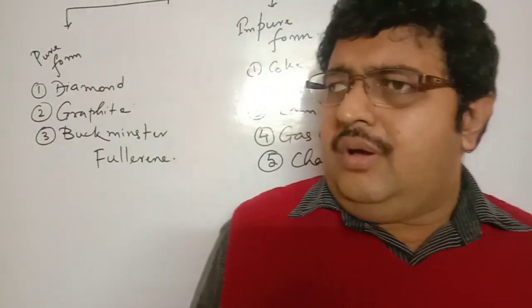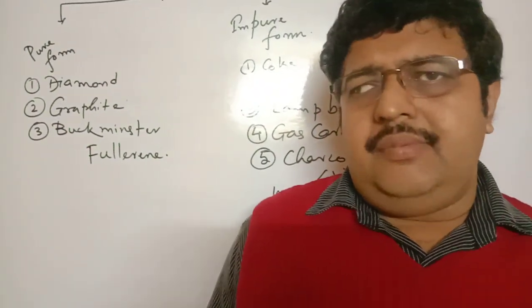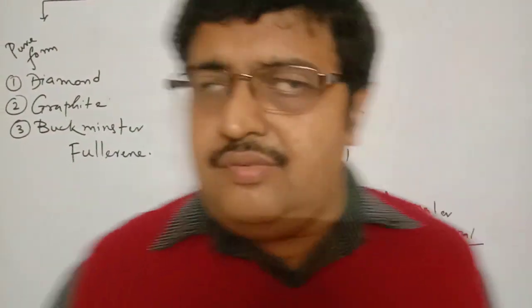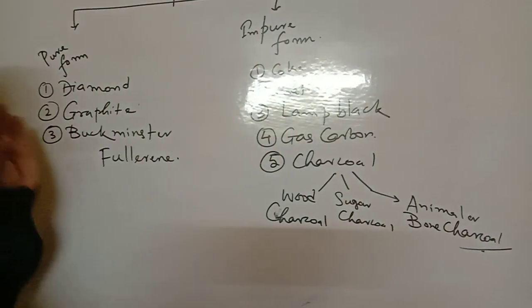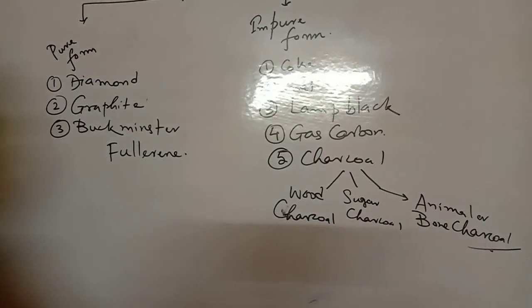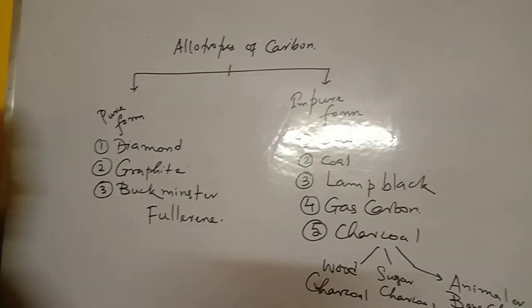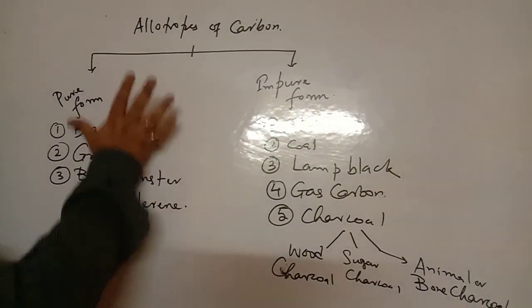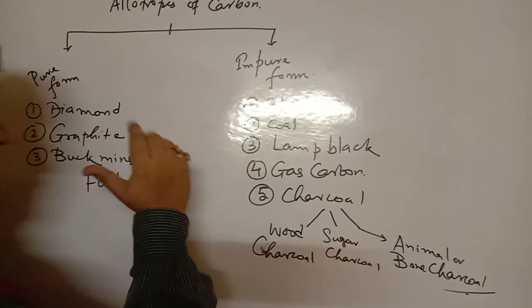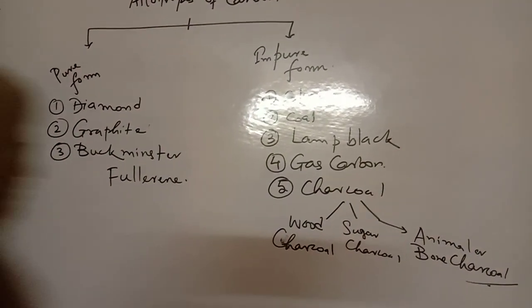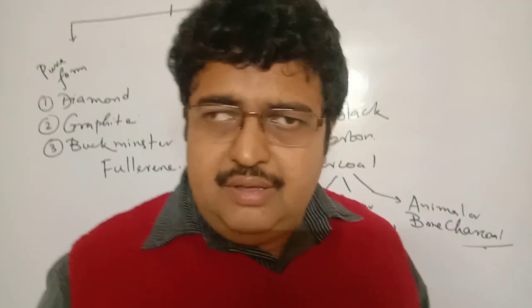So in this video, I'm just ending here because the chapter is very big. So allotropy, I hope the things are very much clear. So this is actually the class of the various allotropic modifications of carbon. These are the pure ones, these are the impure ones. So this is the topic I meant to say.